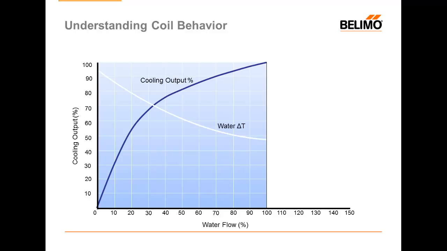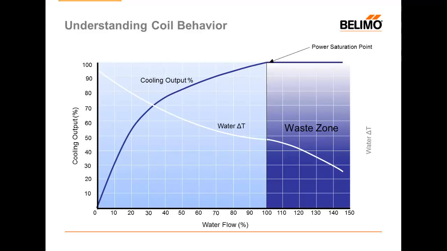Let's take a look at our coil curve again. Notice that as we get towards 70, 80, 90, and even 100% of the flow, the coil curve starts to plateau off, not generating nearly as many BTUs percentage-wise as it was at lower flows. So the question is, what happens when we overflow that coil?